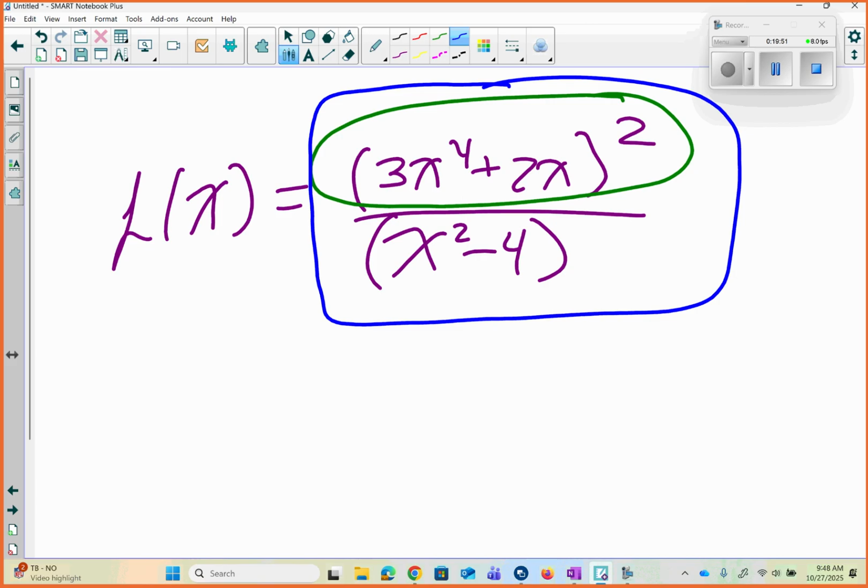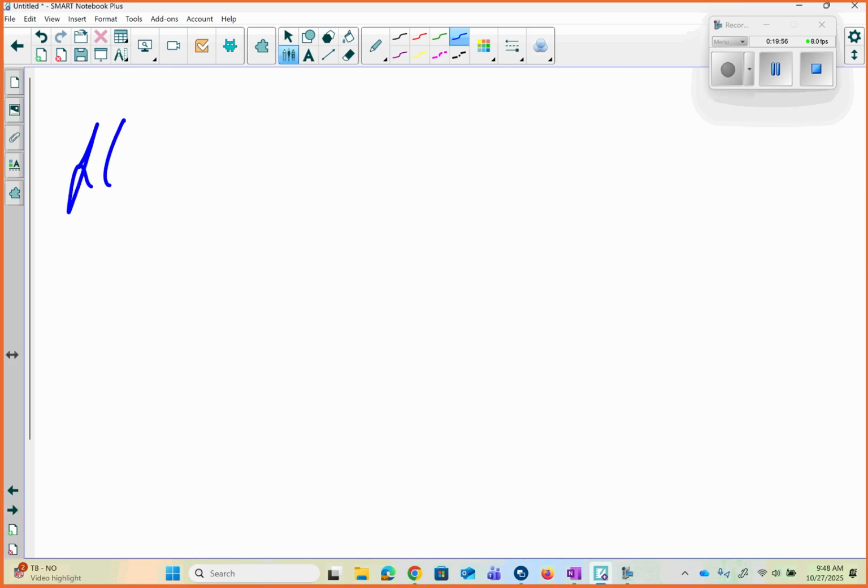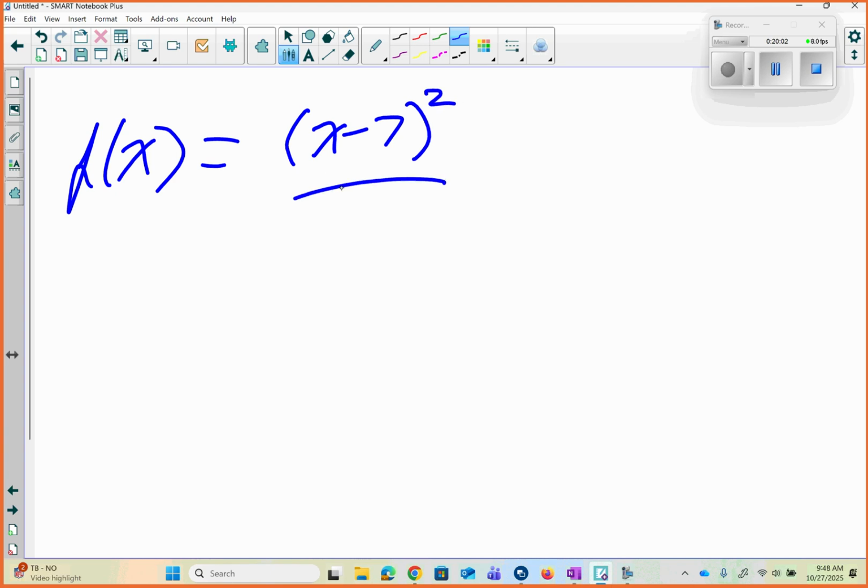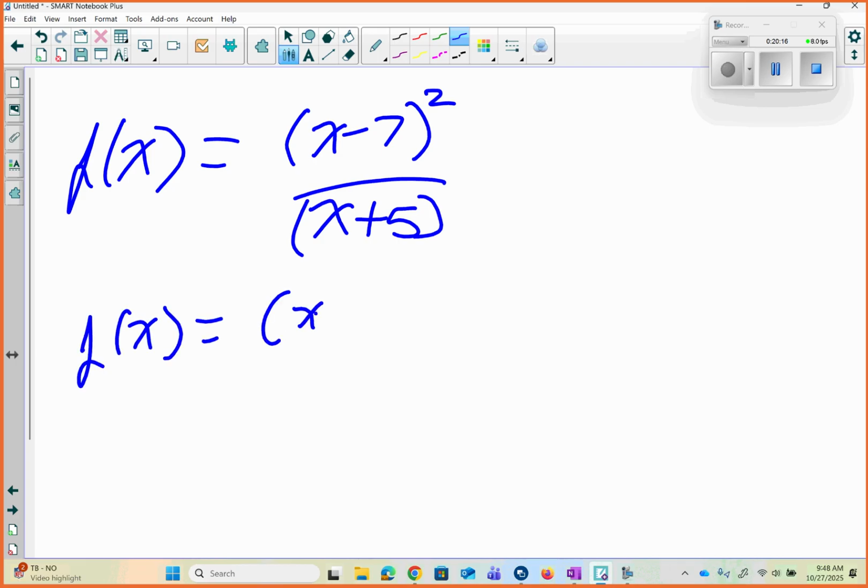If you were to do this problem algebraically, actually, let me come up with a simpler one, because I'm going to bore the living daylights out of you more than I'm boring you right now. If I had something like this, it could be done as the power rule with the quotient rule, or I could clean this up and say, okay, on top I have this, because it's squared, raised to the second power.